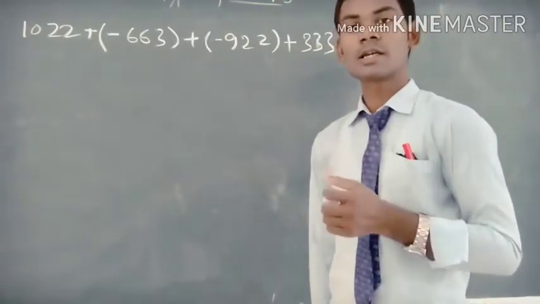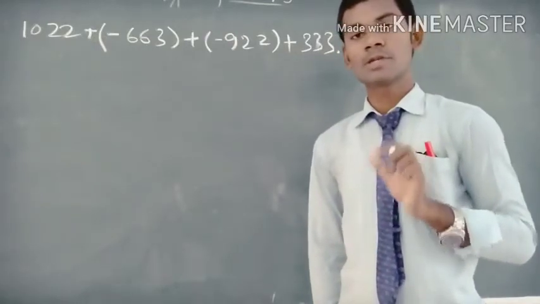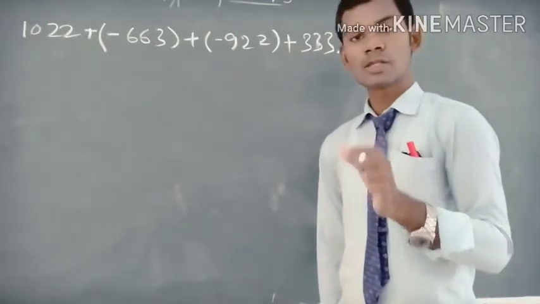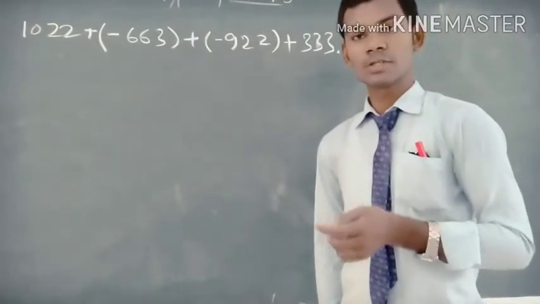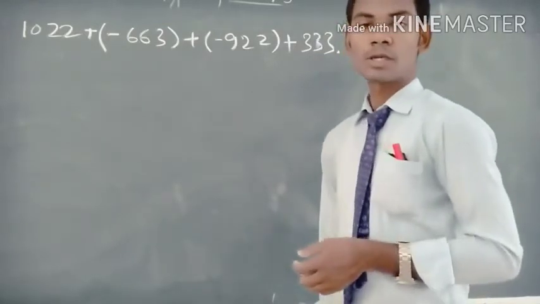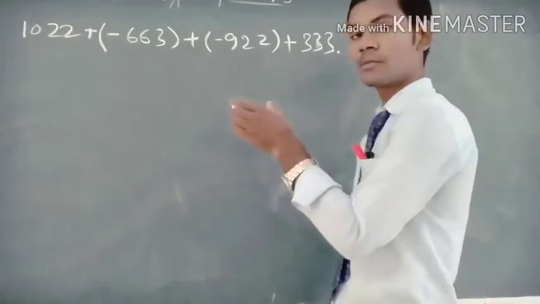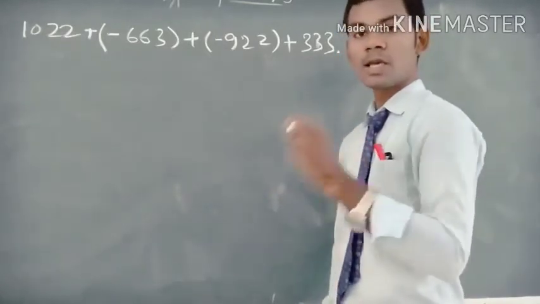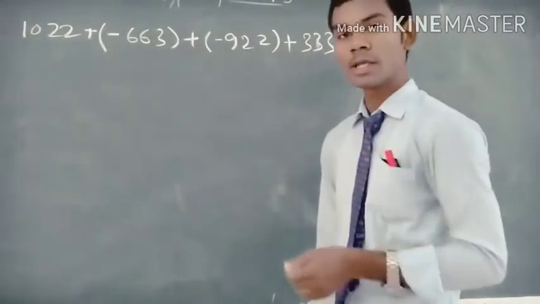But we have studied that only when three terms are given can we use associative property. So in order to use associative property, first of all we have to arrange them so that we can apply associative property. Okay, so let's do our rearrangement here.